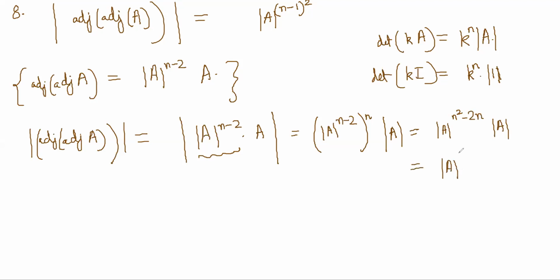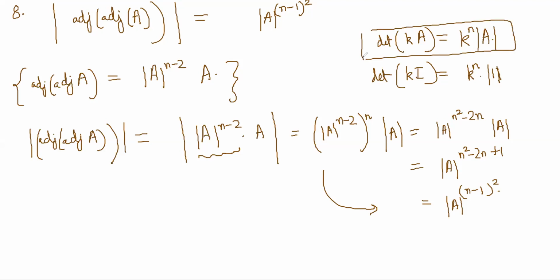So we are using this property again: det of some k times A is basically k to the power n into det of A. So you have n minus 2 into n and det of A. So det of A to the power n square minus 2n plus 1, right? So we have figured out what to do about these. This matrix is equal to this matrix, and det of this matrix is equal to det of A to the power n minus 1 whole square. Okay, so these are going to come in handy. I hope everyone has understood everything here.